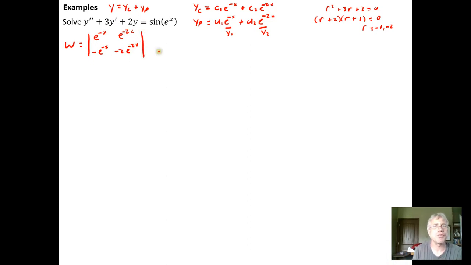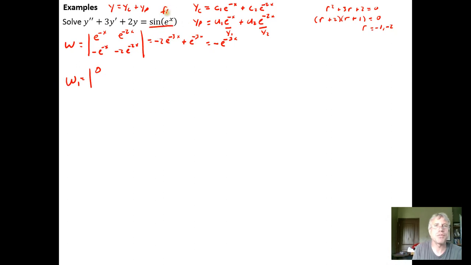So we calculate the Wronskian. So we get the product of the main diagonal. So we get -2 times e to the negative 2x times e to the x is e to the -x, minus the product of the other diagonal. So we're going to get minus a negative is a plus. And e to the negative 2x times e to the negative x is e to the negative 3x, which simplifies to just negative e to the negative 3x. So there's our Wronskian.